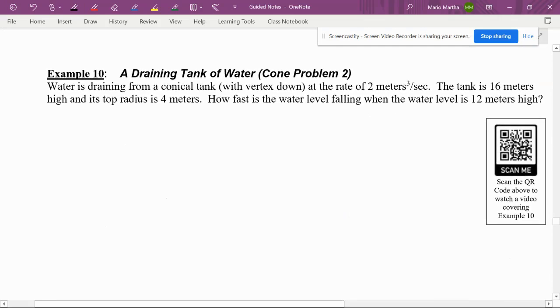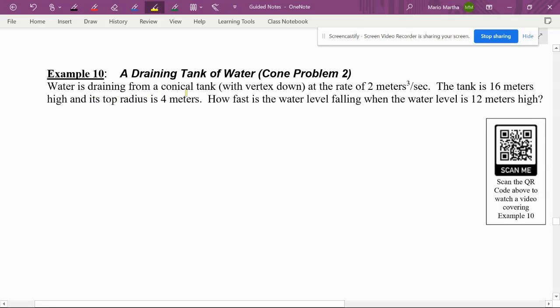So now let's look at problem example 10, a draining tank of water. Cone problem number 2. Water is draining from a conical tank with the vertex down at a rate of 2 cubic meters per second. The tank is 16 meters high and its top radius is 4 meters. How fast is the water level falling when the water level is 12 meters high?